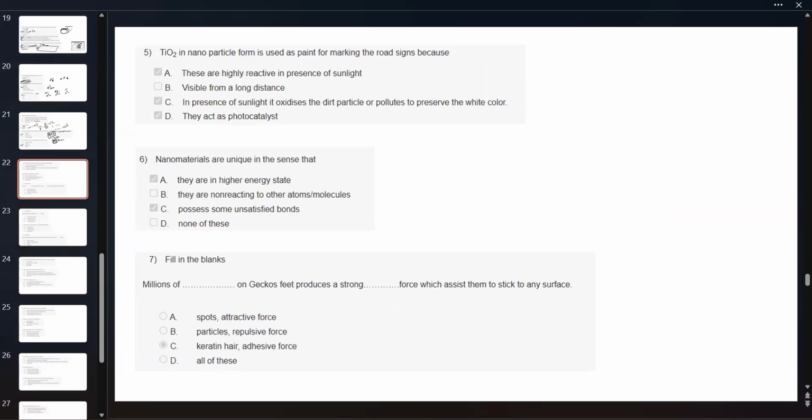TiO2 is a nanoparticle used for marking roadsides. I think the correct answer is it does act as a photocatalyst. It's visible from a long distance, and in the presence of light it oxidizes the lead particles and pollutants to maintain its white color.